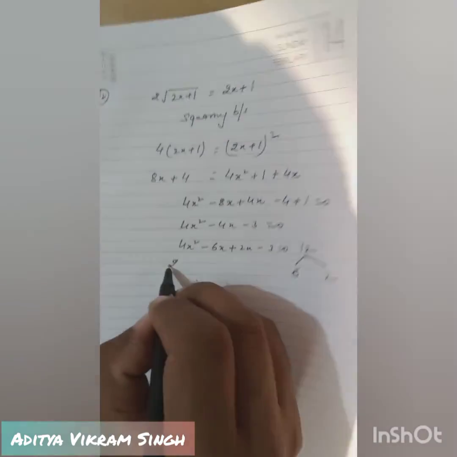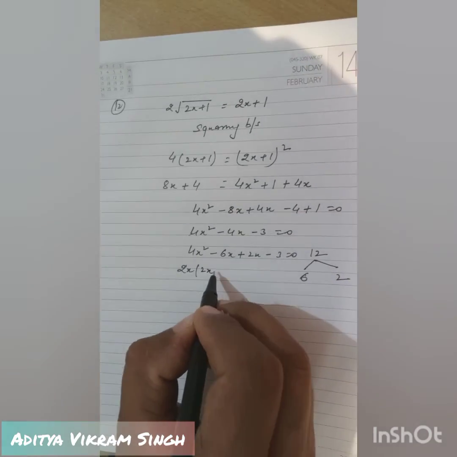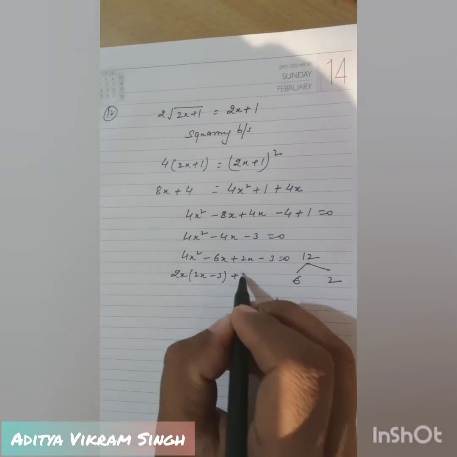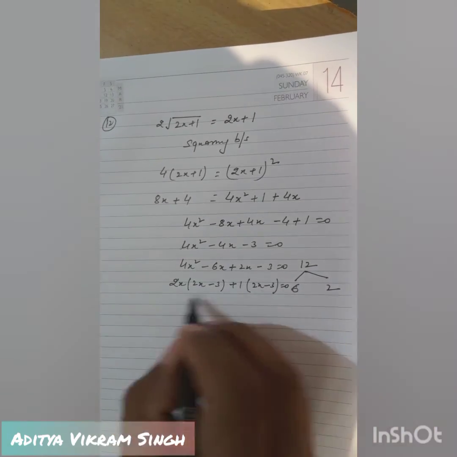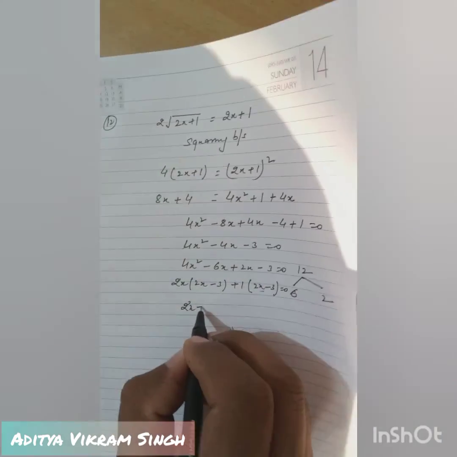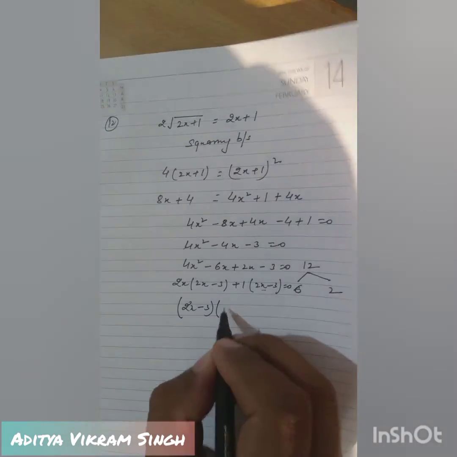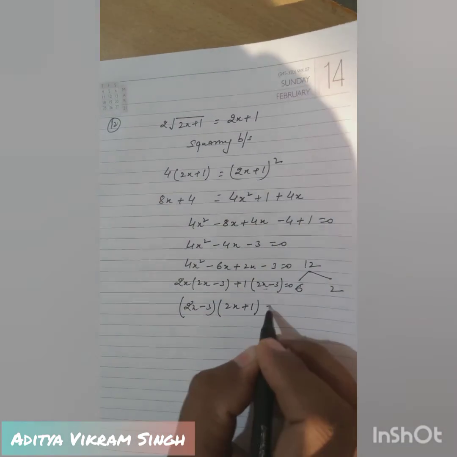So from here we just take 2x common, we are left with 2x minus 3. If we just take 1 out of there, then we are left with 2x minus 3, which is equal to 0. So from here we take 2x minus 3 common out of there, then we are left with 2x plus 1, which is equal to 0.